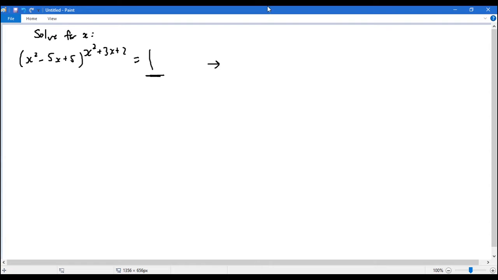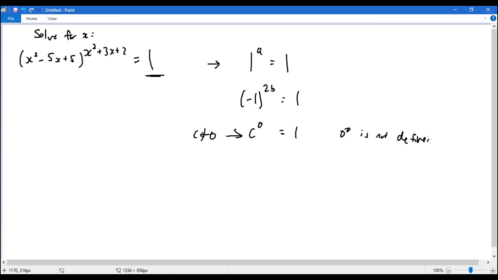So that leaves us with 3 possibilities. 1 to some number equals 1. And we can also have minus 1 to some even number is 1. Or we can have some number c to the 0 equals 1. Note that this number cannot be 0 because 0 to the 0 is not defined. So as long as c is not 0, we can have the exponent 0. And these really are the only 3 ways we're going to get a 1 from an exponential equation. So we look for these 3 patterns.